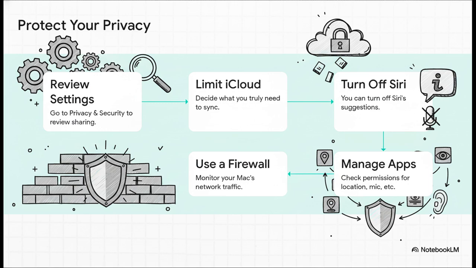First, just open up your system settings and head over to Privacy and Security. Take a slow look through everything in there. You might be surprised. Second, think about what you actually need to sync with iCloud. Maybe sensitive work files or personal documents can just stay on your computer. Third, if you don't really use Siri, you can turn off its suggestions and analytics. Fourth, take a minute to manage your app permissions. Does that game really need access to your location? And finally, if you want to get more advanced, you can use a firewall application to see and control all the network traffic going in and out of your Mac.